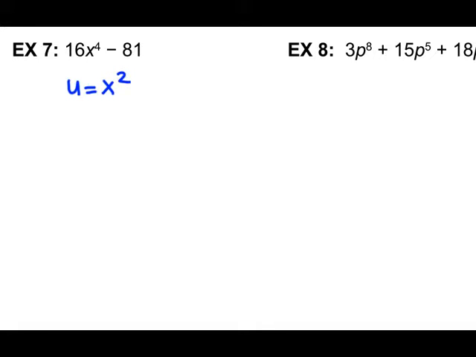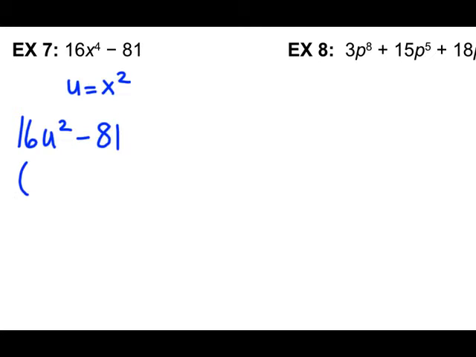Now if I do that, what I'm left with is 16. If I have x to the 4th, well, how many u's would I need? I need to multiply by 2 of them to get x to the 4th, so we put u squared minus 81. Now if you notice, those numbers that we have, 16 and 81, are perfect squares, and there is a subtraction sign in between the 2. So I can do difference of perfect squares.